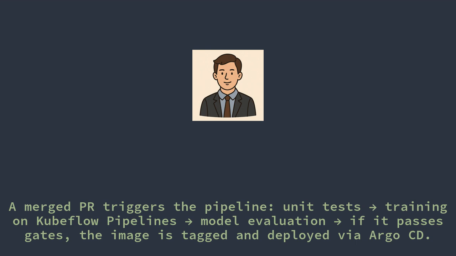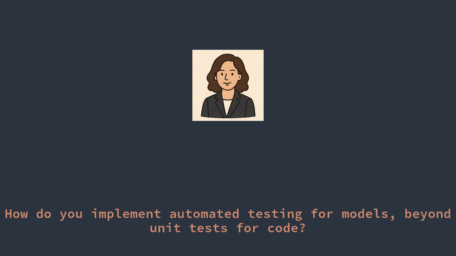A merged PR triggers the pipeline. Unit tests, then training on Kubeflow pipelines, then model evaluation, and if it passes gates, the image is tagged and deployed via Argo CD. How do you implement automated testing for models beyond unit tests for code?